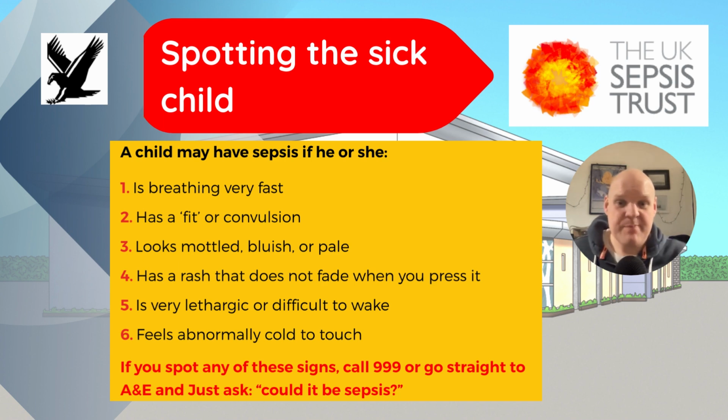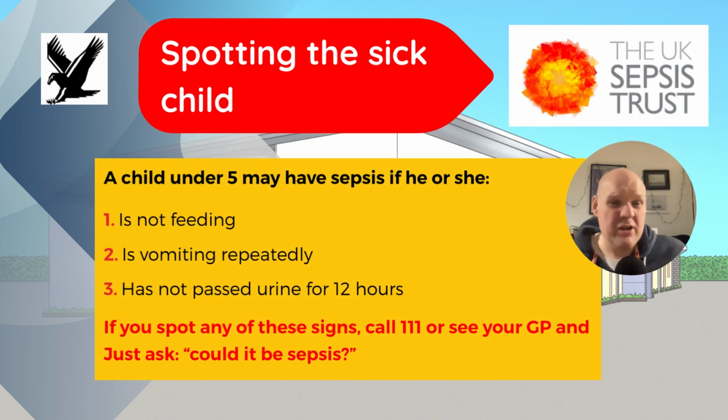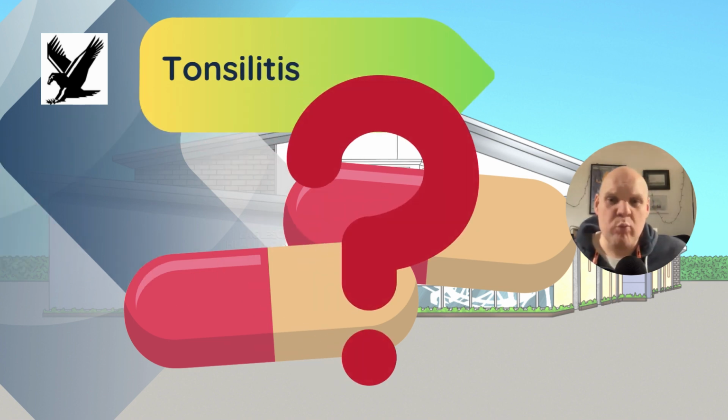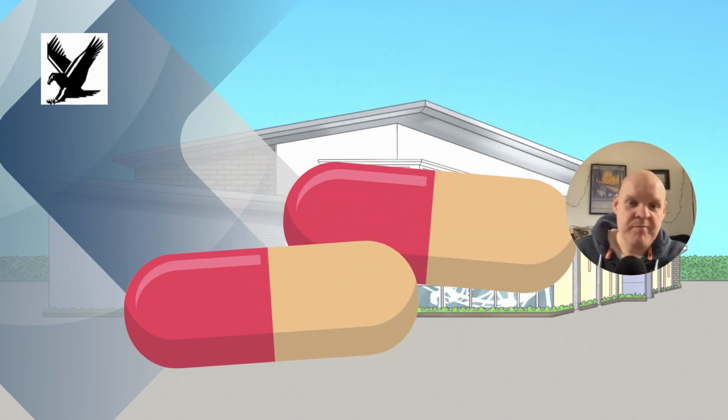In these cases, we generally advise that you go to A&E to get them assessed, with the idea being, could this be sepsis? In children under 5, this can be a bit more tricky, and there may be some vaguer symptoms, such as if they're not feeding, they've been repeatedly vomiting, or if they've not passed urine in more than 12 hours. With any of these, it may be worth either contacting us or calling 111 and just asking, could this be sepsis?